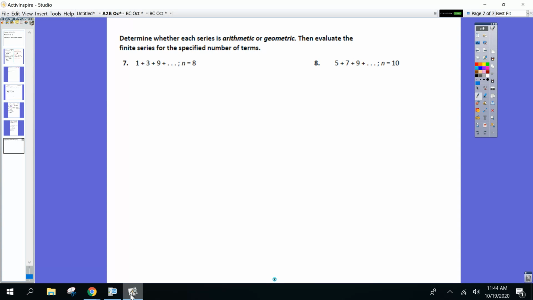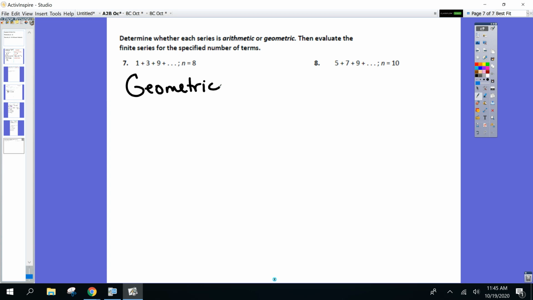Arithmetic. Why? Because it's going up. Well, no. Good catch, it's geometric. Why geometric? It's getting multiplied. Everyone see that? 1 to 3, you're going up by 2, but that's not the same from 3 to 9. So it's not arithmetic, it's geometric.